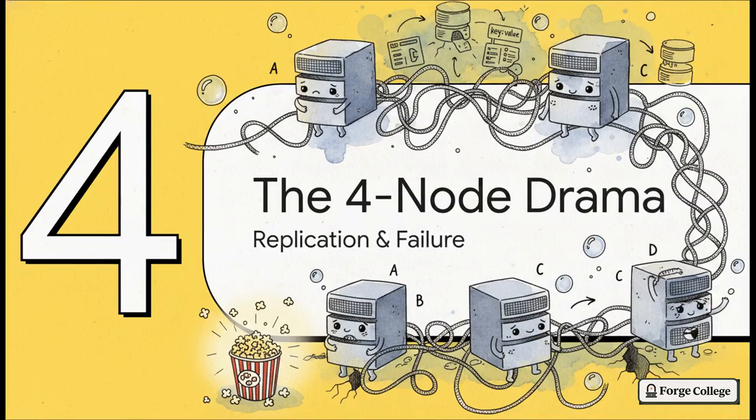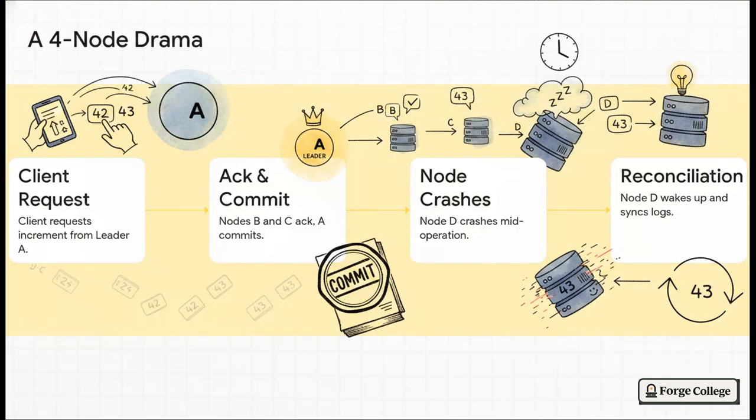Part 4. The 4-node drama, replication and failure. Okay, to see this in action, grab your popcorn because we are going to anthropomorphize a tiny little cluster of 4 nodes drawn out here. Let's call them A, B, C, and D. Here is how our mini play unfolds. Step 1. A client wants to increment a counter from 42 to 43. They send the request to node A, who is currently acting as our brave leader.